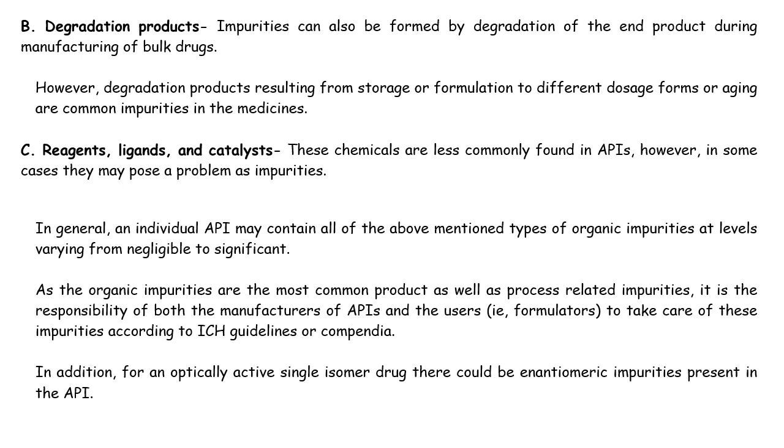Next, reagent, ligand, and catalyst. These chemicals are less commonly found in active pharmaceutical ingredients. However, in some cases they may pose a problem as impurities. In general, an individual active pharmaceutical ingredient may contain all of the above mentioned types of impurities at levels varying from negligible to significant.